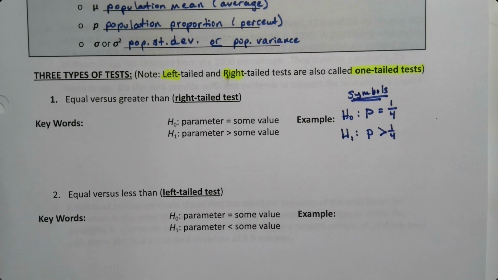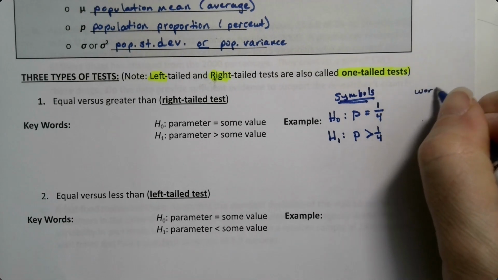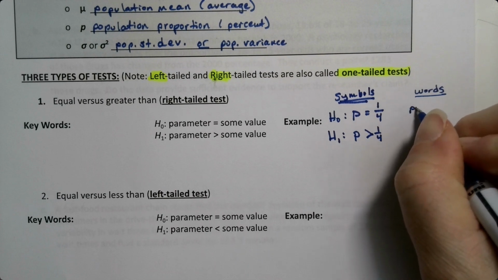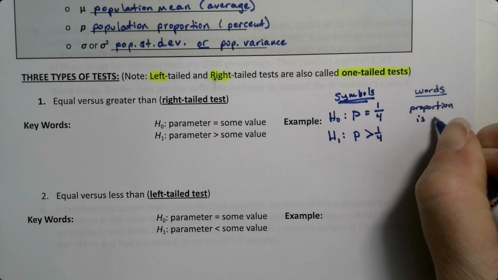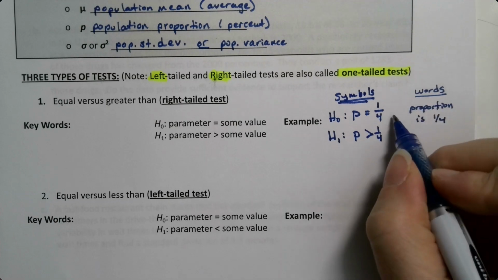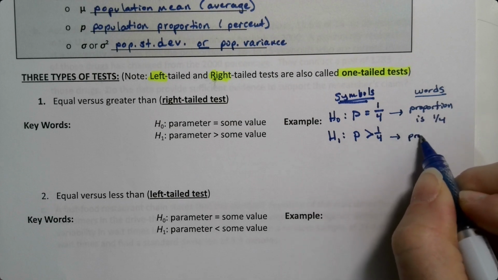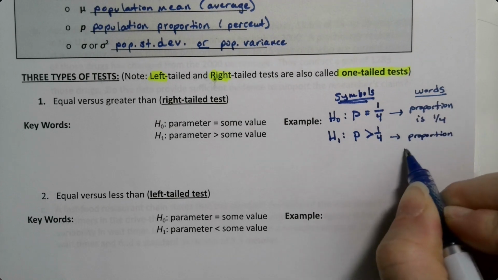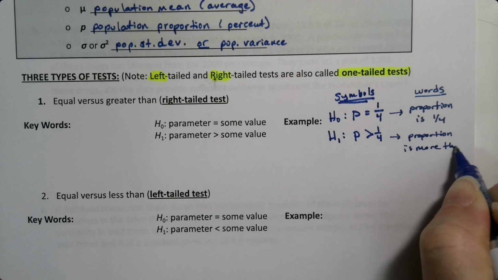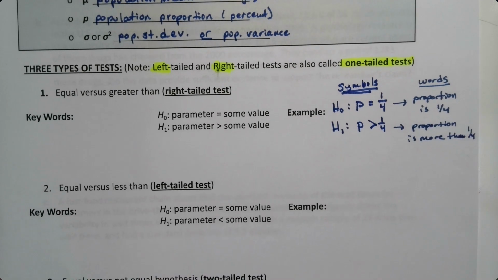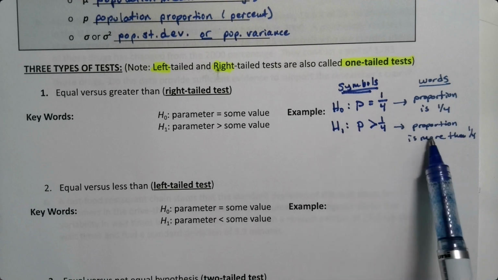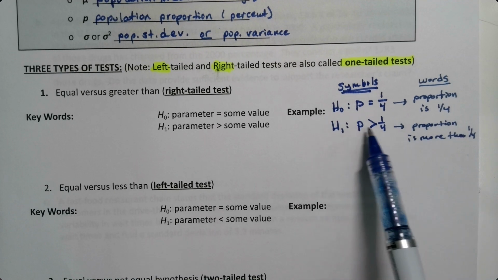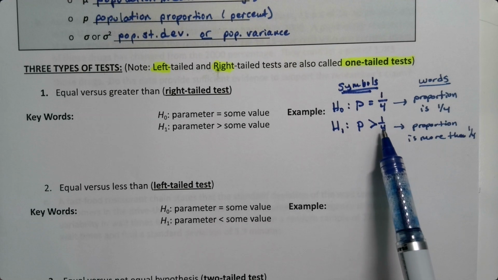It would be that the proportion, I'm just going to write this down over here. This would be that the proportion is, I'll just say 1/4. And this one would be that the proportion is more than 1/4. So those would be words for those same symbols. The symbols are what we use most of the time, but it's not a bad idea to realize that you can translate back and forth. This is standing for proportion, that symbol means more than, and that means 1/4.